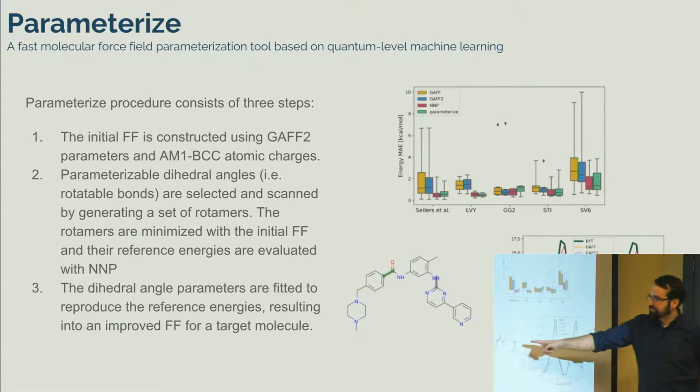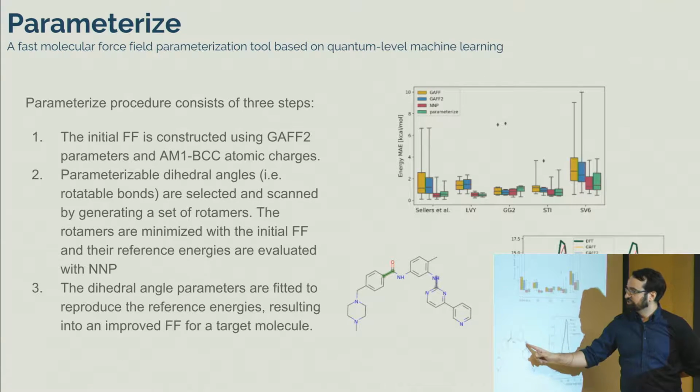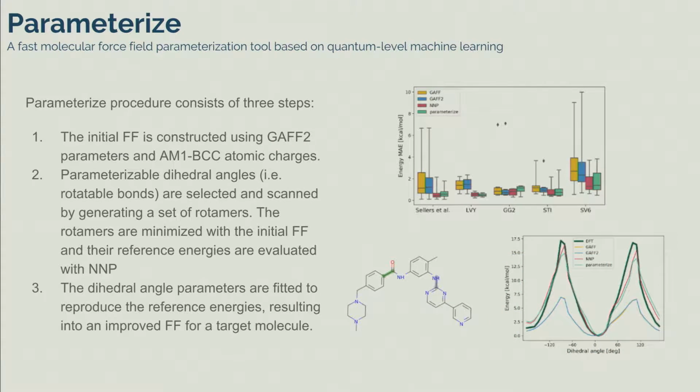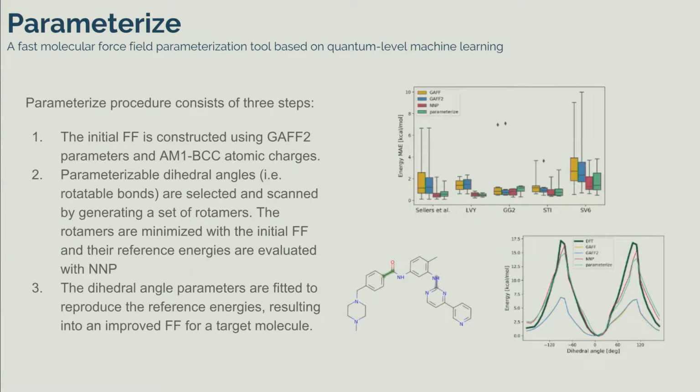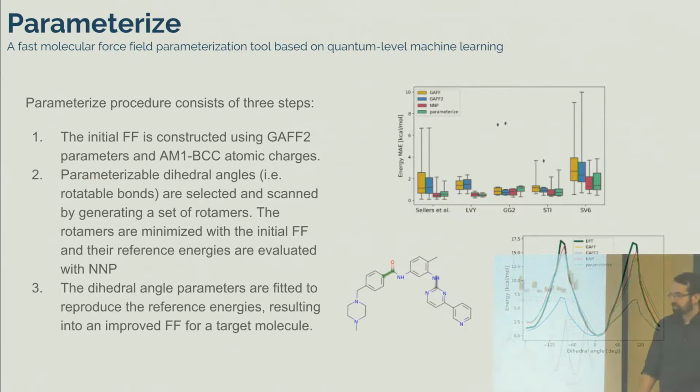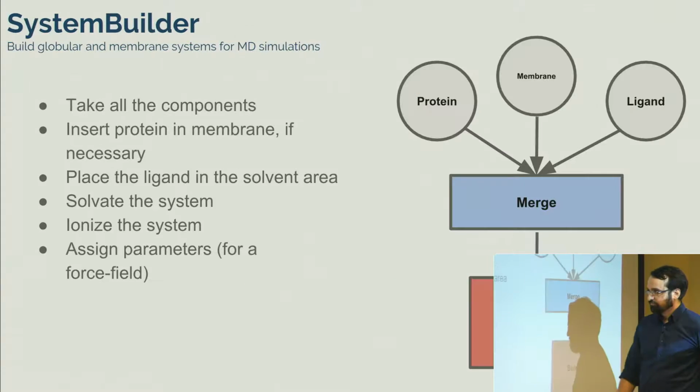And we have here a particular case, so we have two dihedrals. We have this one, which is this one in particular. You can see the initial parameters that were here, and the green line here is the target parameters that we actually want, the realistic ones. And we see that our parameterize tool can reach those, or can reach very close to those parameters.